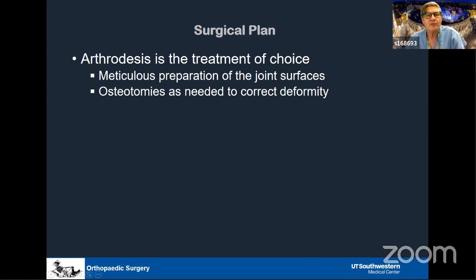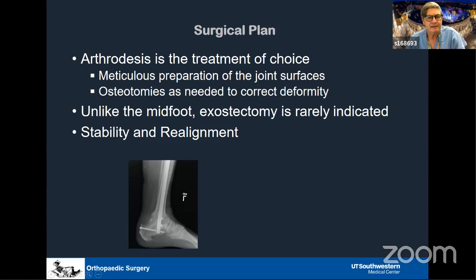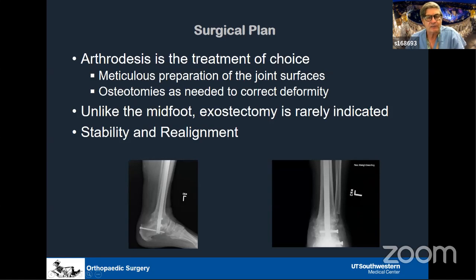Surgical plan, I think arthrodesis is a treatment of choice for the ankle. I like to prepare the joints. There are some reconstructive surgeons and some trauma surgeons who may not feel that that's necessary, but I do think a good joint preparation, much like when you're doing a fusion of the spine, is important. I use osteotomies to correct the deformity as needed as well. Unlike the midfoot, exostectomy by itself is rarely indicated. And I think the key with your surgical plan is to restore stability and do a realignment arthrodesis. And this is just an example of an ankle, and you can see that we have a successful ankle fusion in this particular patient through a lateral approach where we harvested the tibia.